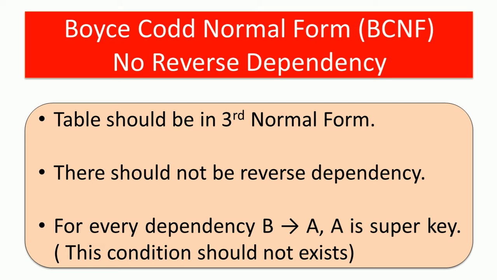And one more point, Boyce-Codd normal form is called 3.5 normal form because it is more or less similar to third normal form, but one more strict condition must be applied. So it is otherwise called 3.5 normal form, and we will come back to the concept. The table should be already in third normal form, and then there should not be any reverse dependency.